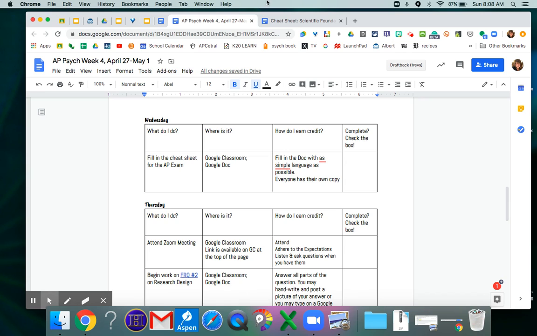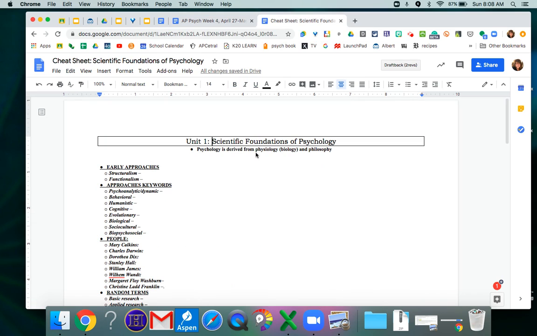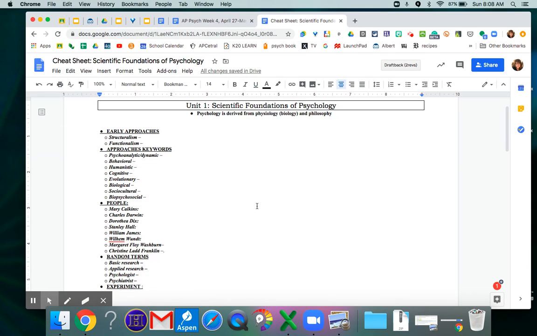For Wednesday, you will be working on the cheat sheet for the scientific foundations of psychology. What I've done is I've pulled all of the key people and vocabulary that are in this unit that I think may turn up on the AP exam.